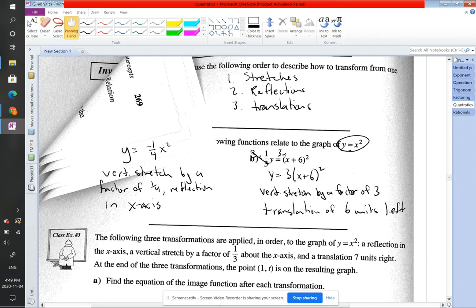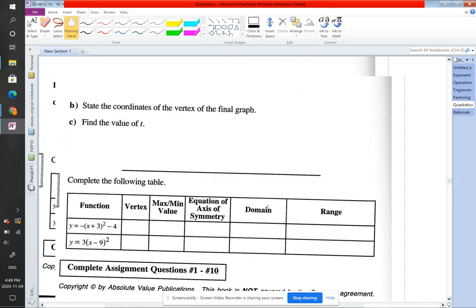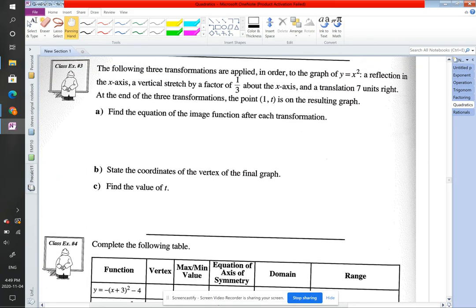We'll do the last little bit here. Oh, computer's a bit glitchy today. The following 3 transformations are applied in order to the graph of y is equal to x squared: a reflection in the x-axis, a vertical stretch by a factor of 1/3 about the x-axis, and a translation of 7 units right. At the end of the three transformations, the point (1, t) is on the resulting graph. Okay.